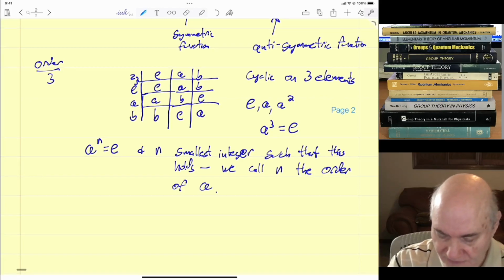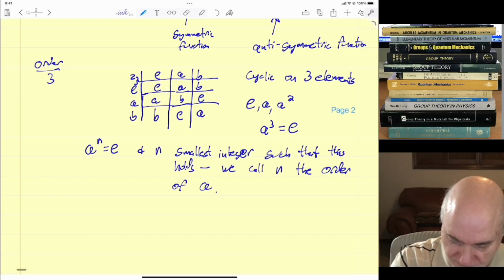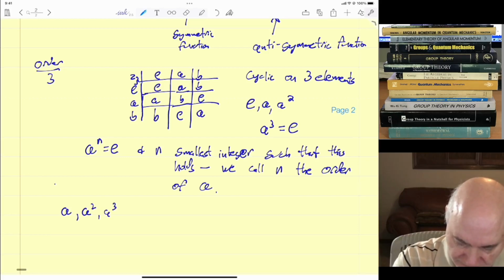How do we know that there is an n? Well, what you do is you start with a list. You start with A, then you go A squared, A cubed. This is for a finite group.